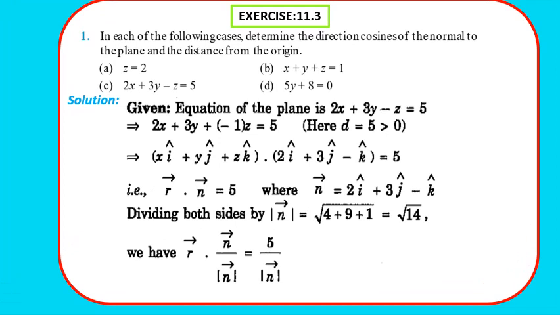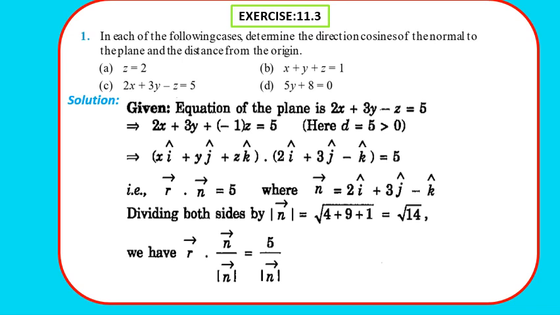So keeping all these points in mind, let's start exercise 11.3. In each of the following cases, determine the direction cosine of the normal to the plane and the distance from the origin. We have to find the direction cosine of the normal to the plane and the distance from the origin. So there are four parts and I have solved part C for you.